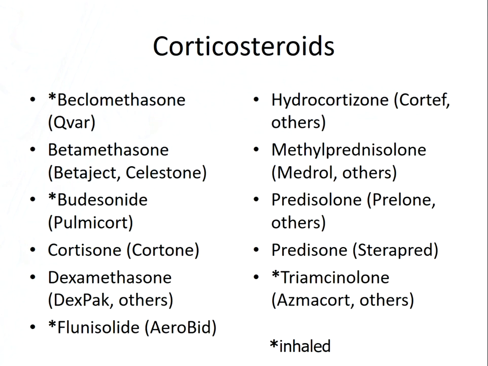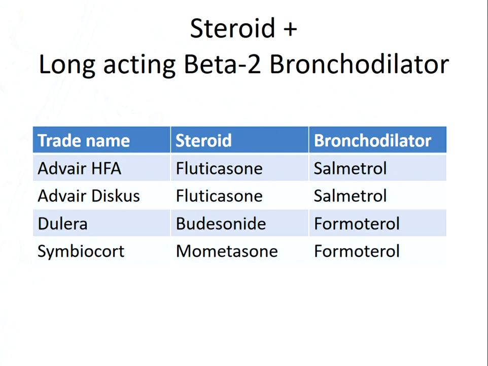Here are some examples of corticosteroids. Again, just adding this so that it's in your handout so you have access to it. And here are some preparations where steroids are combined with longer-acting beta-2 bronchodilators in order to help to manage people with certain aspects of certain pulmonary diseases.